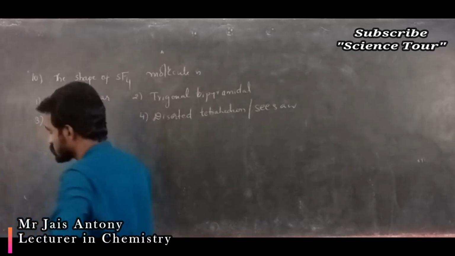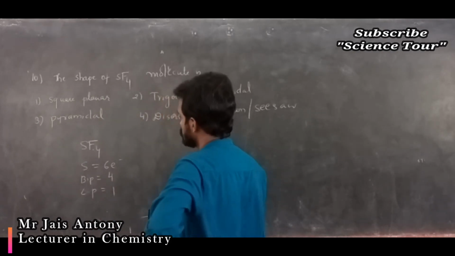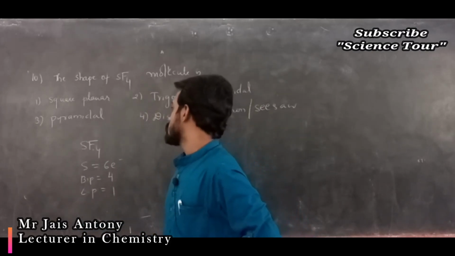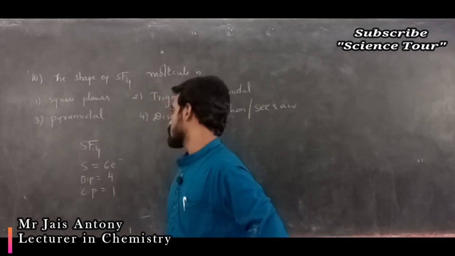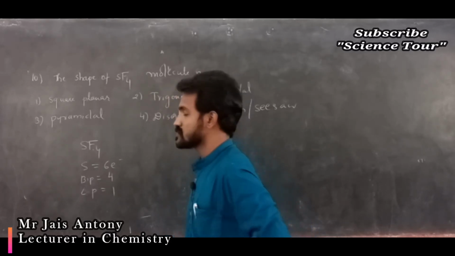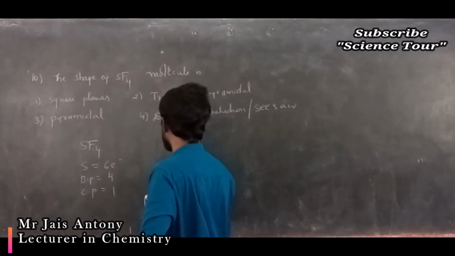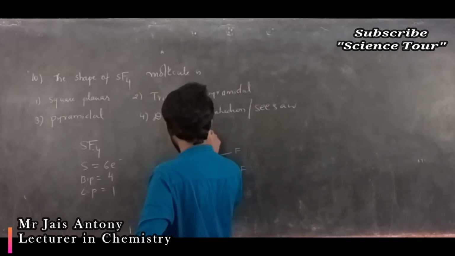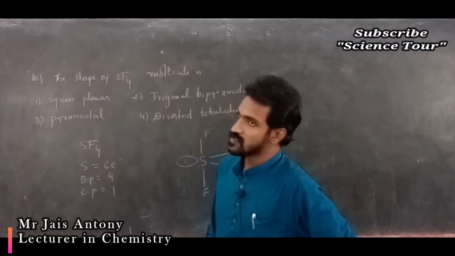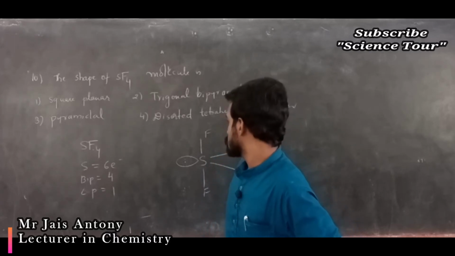So what happens in this one? So how to write this one? Tell me. It has 6 electrons, 4 bond pairs and 1 lone pair of electrons. Which shape is it? Tell me. Here, one, seesaw. It is actually seesaw shape. Okay, seesaw shape.